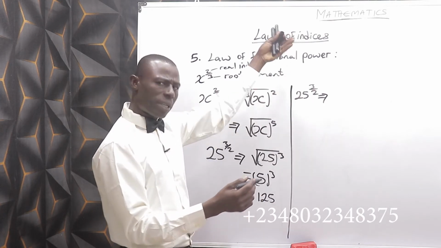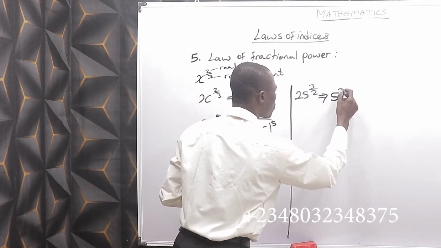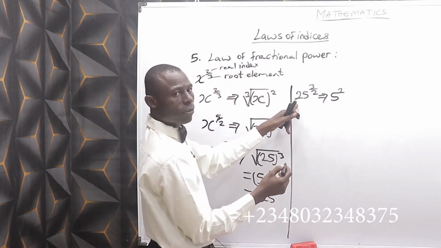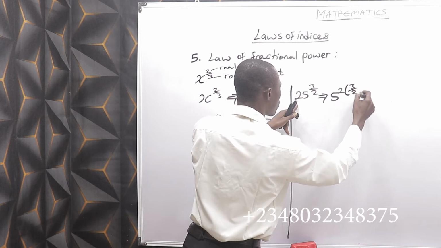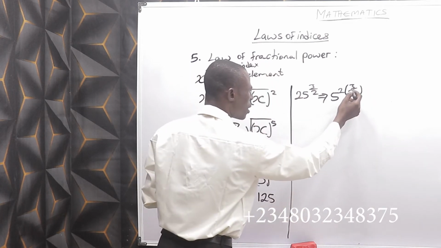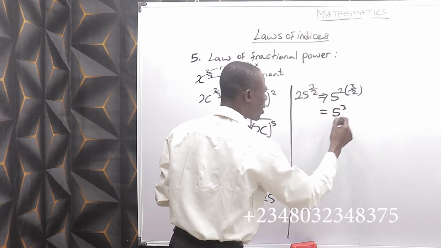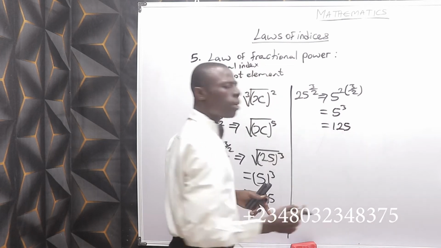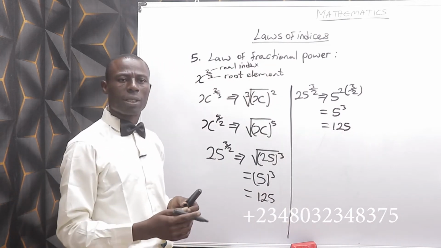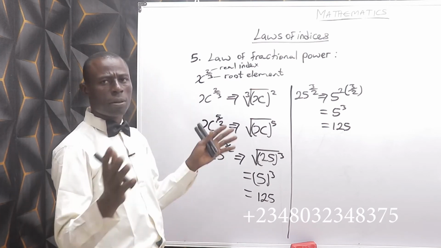you raise 25 in index form. So you write 5 raised to power 2. That is the 25 you have raised in index form into 3 over 2. So this 2, we cut this 2 to half. 5 raised to power 3, and 5 raised to power 3, don't forget, is 125. Do you understand? So that is that about the law of fractional power.